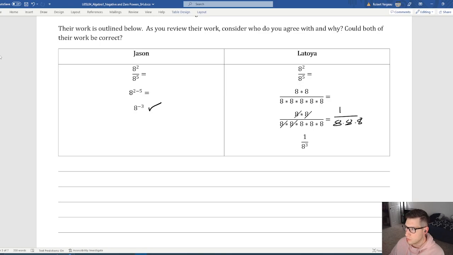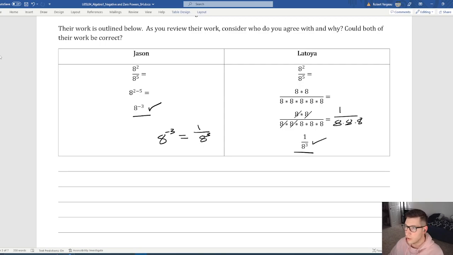Hopefully, while we were looking at this, we saw that this is admittedly not the way we have talked about doing it, but Latoya doesn't actually make any math errors. So we should say, oh yeah, Latoya's work is actually correct. Then it begs the question, what does that mean about 8 to the negative 3 and 1 over 8 to the 3? Well, if these are both correct, then by definition they have to be equal to each other. So 8 to the negative 3 is equal to 1 over 8 to the third.